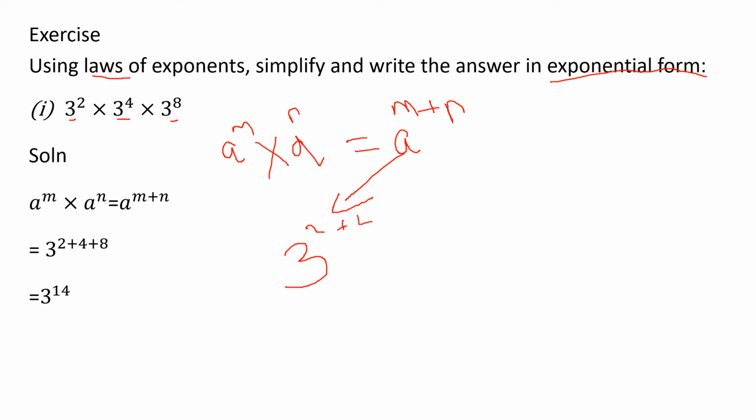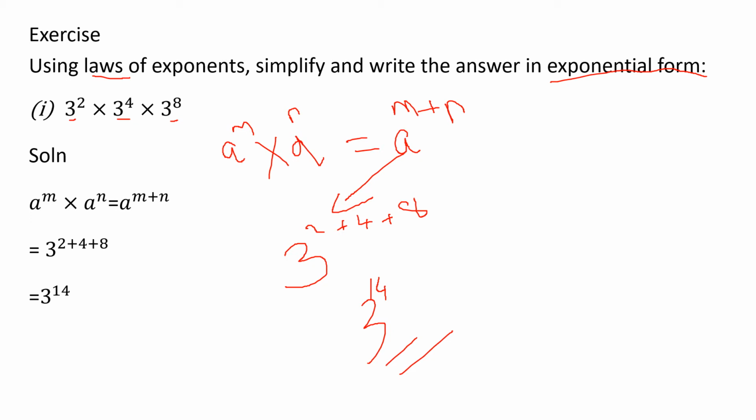4 plus 8. 2 plus 4 plus 8. Add it. 4 plus 2, 6. Right? 6 plus 8, 14. So 3 power 14. So this is the answer. They are asking to write the answer in exponential form. So we'll stop. We don't want to multiply 3 fourteen times and write the answer. Just write in powers. 3 power 14.